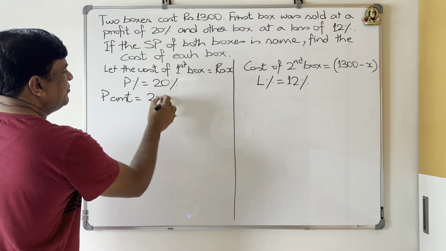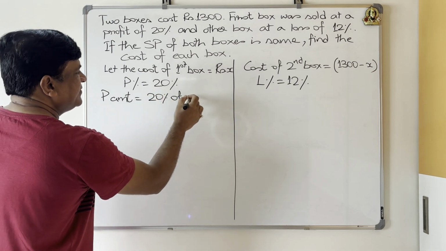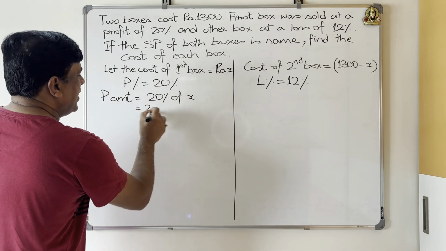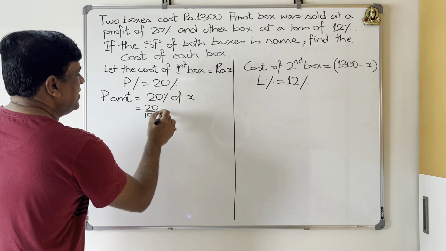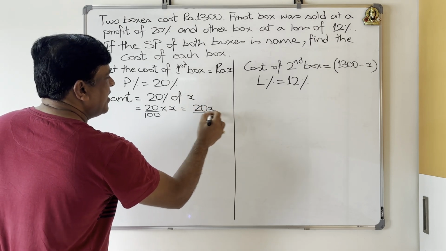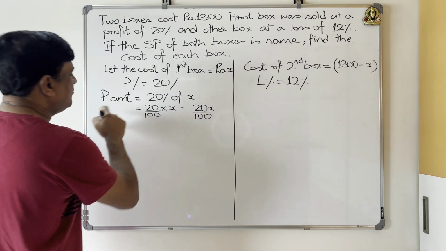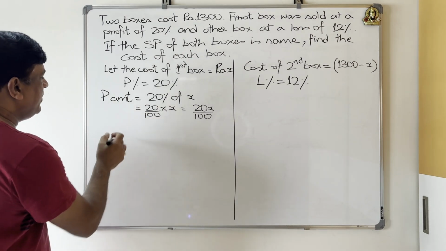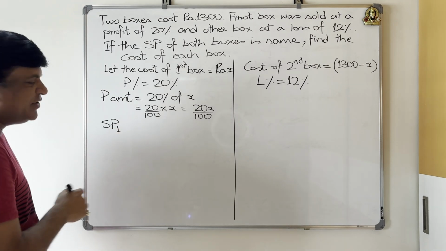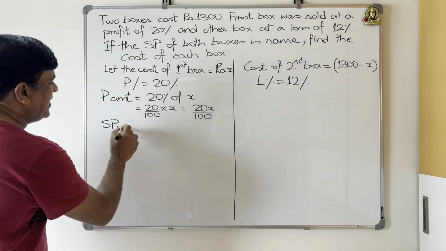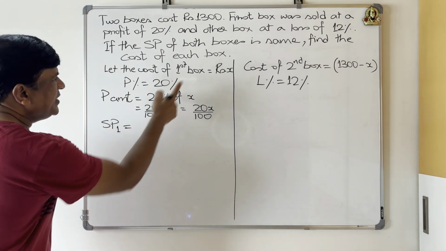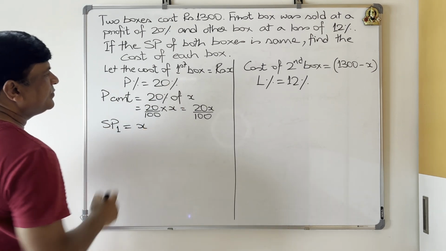Profit amount will be 20% of x, 20% of the CP, right? So that is 20 by 100 times x. Let's leave it as 20x by 100, right? That's your profit amount. Okay, what will be the selling price of the first box? I'll mark it as 1 over here because it's the first price. Selling price of the first box will be your x.